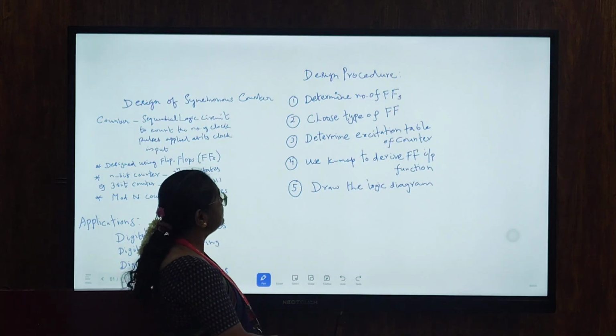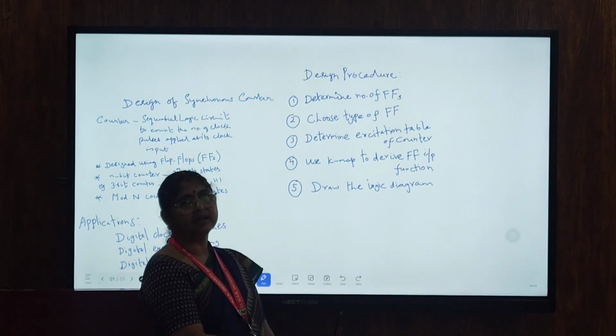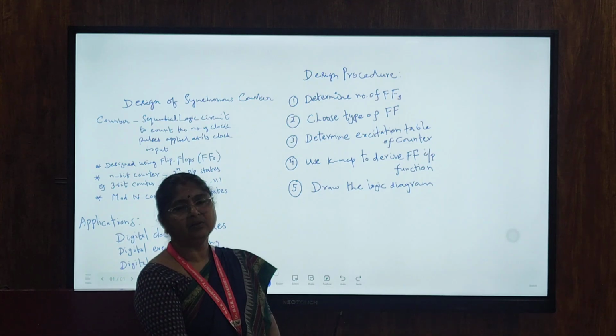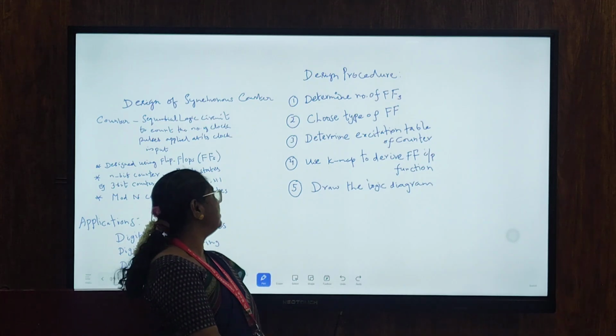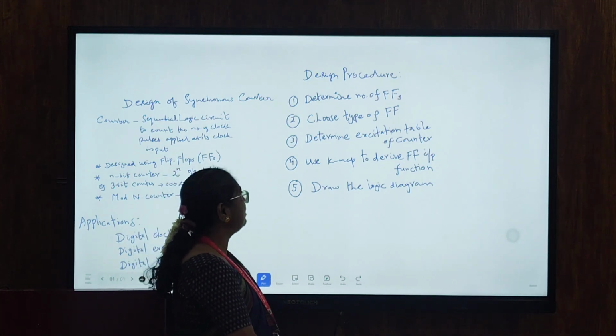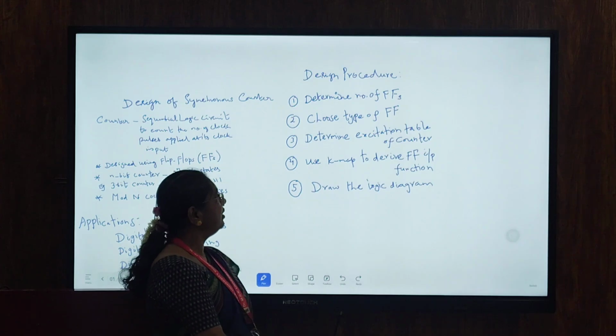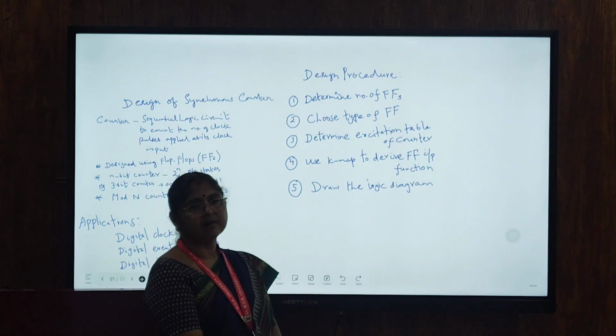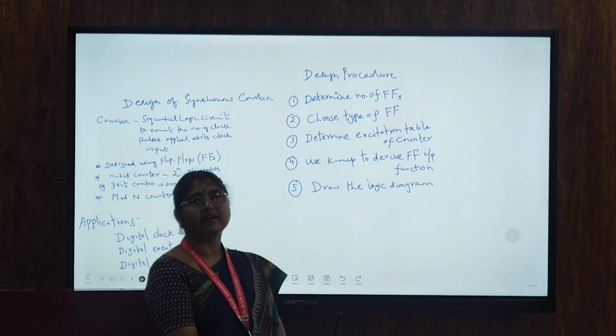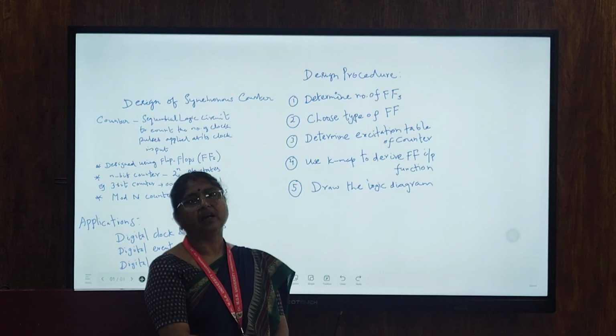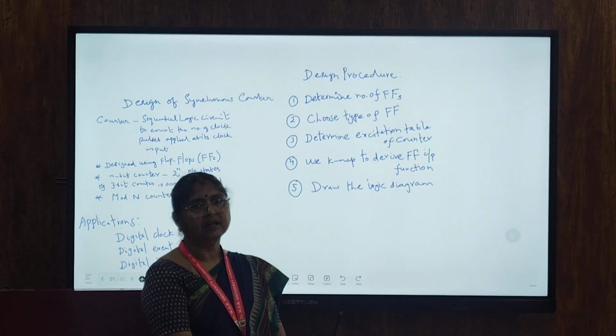Then the fourth step is to get the inputs for the flip-flops. That is done using a K-map. Using the K-map, we can derive the flip-flop input functions. The last step is, using the Boolean equations for the flip-flop inputs, we can draw the logic diagram for the counter.